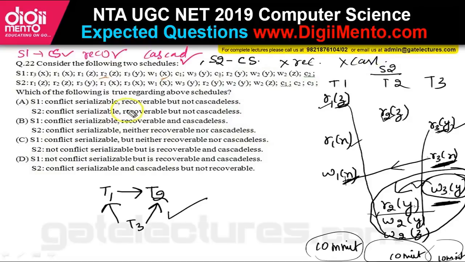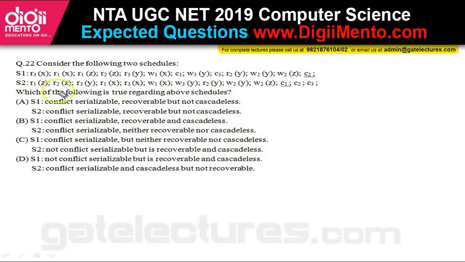Okay, so let's see which option matches. B says it is conflict serializable, recoverable and cascadeless. Okay, so B is the right answer here. Why? Because only option B says S1 is conflict serializable, recoverable and cascadeless, while S2 is conflict serializable, neither recoverable nor cascadeless. Okay, I hope you understood the question.